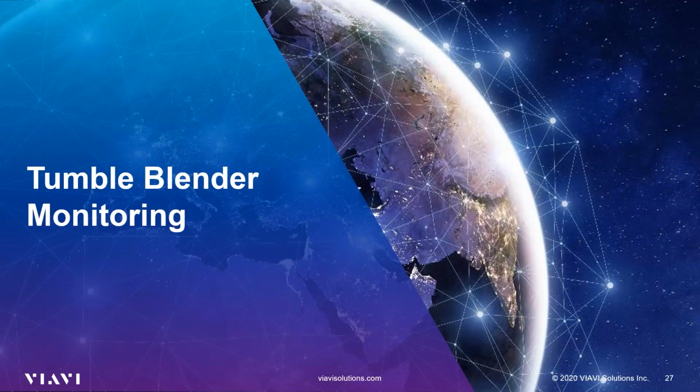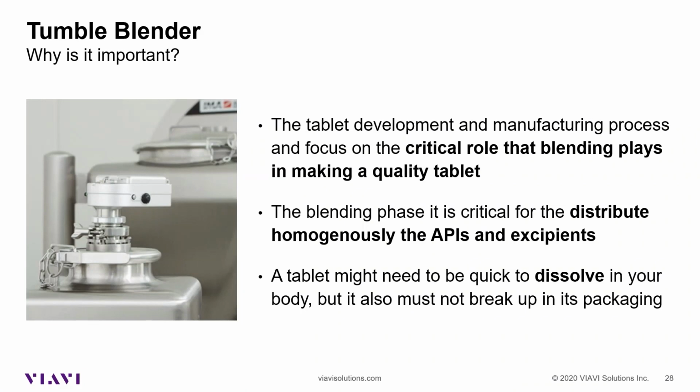But let's go now to the most important part of this presentation, that is the Tumble Blender monitoring. In the pharmaceutical production, the tablet are really important. It's for sure the most popular pharmaceutical form. And one of the key points is to be sure that the process is homogeneous. But not only that the product is homogeneous. And when I say the product is homogeneous, I mean APIs and excipient together.